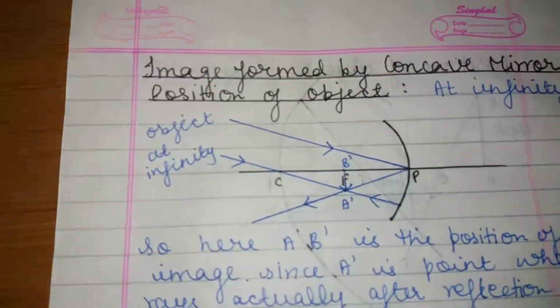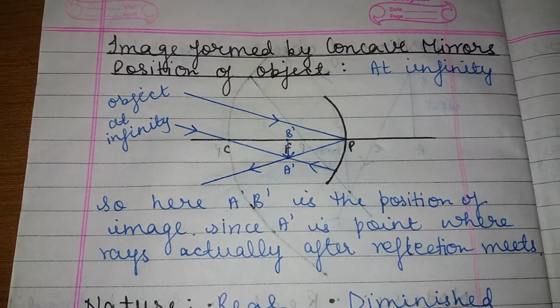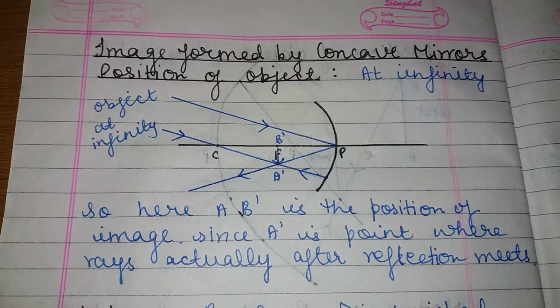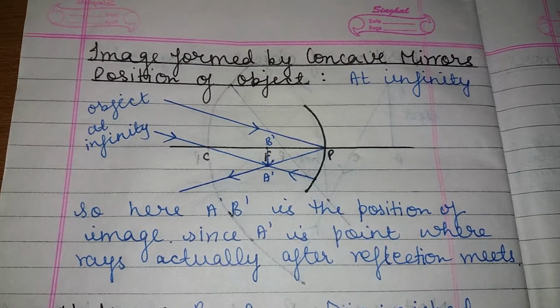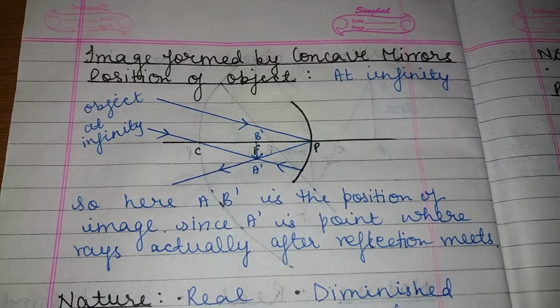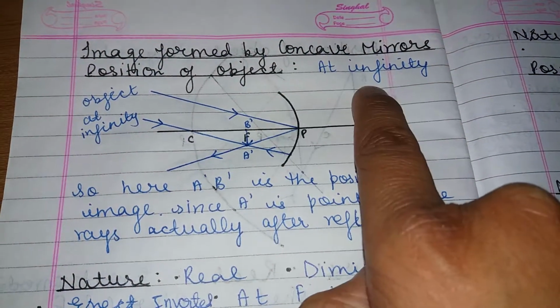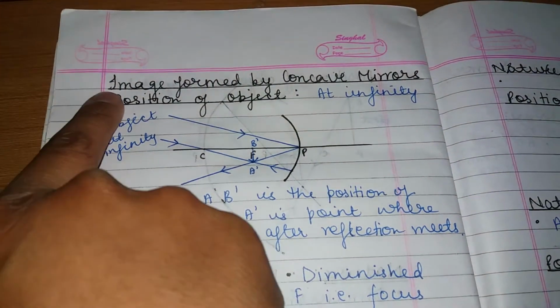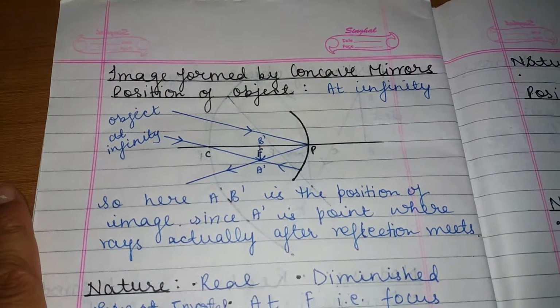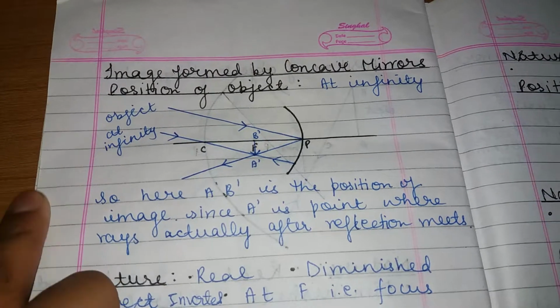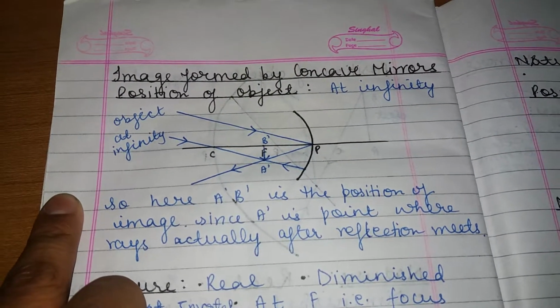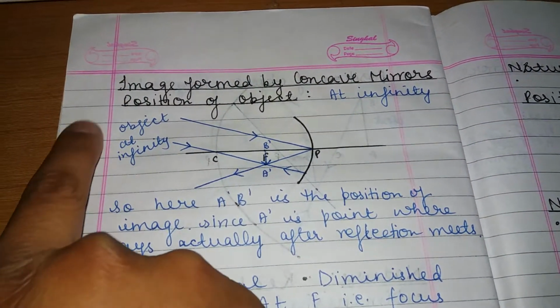Now, first of all, we have to know image formation by a concave mirror. First of all, we have to know the position of the object. Our position of the object is at infinity. It means the object is positioned somewhere at infinity, which is not defined.